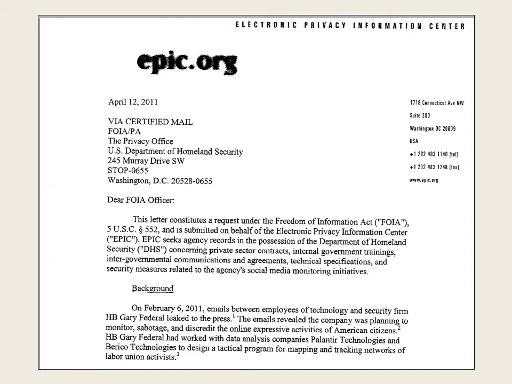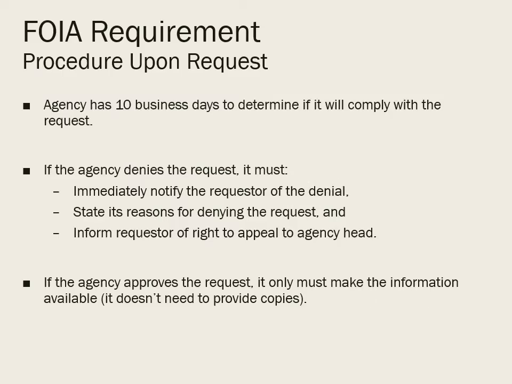EPIC got involved after some emails were leaked to the press, and those emails revealed that DHS was paying a contractor to monitor, sabotage, and discredit online social media activity of American citizens. So Homeland Security was primarily targeting, at first, labor union activities, but then they were also looking at blogs and Facebook posts, and it became a really broad review of Americans' social media activity. And we're going to talk a little bit about that later in the lecture.